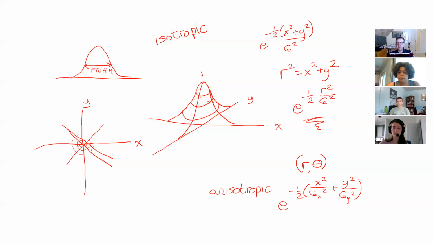If sigma x and sigma y are equal, then we have this isotropic function, and we just generalize it with a sigma, and it looks circular. Even when we display it as an image, it looks circular. But if these two are not equal, let's say sigma y is larger than sigma x, then it's going to stretch out more along the y than the x, and it's going to look more elliptical than circular.